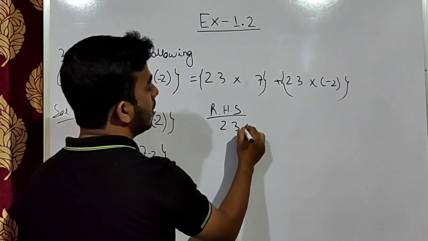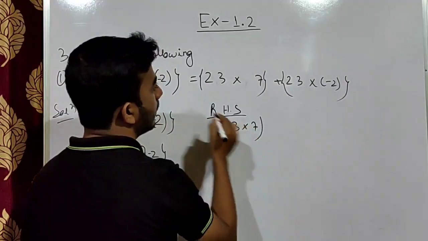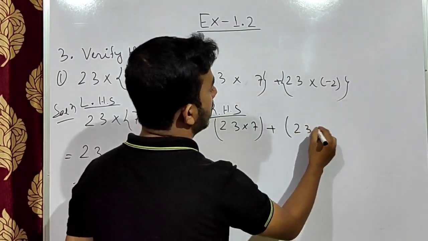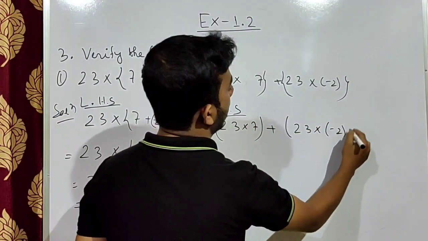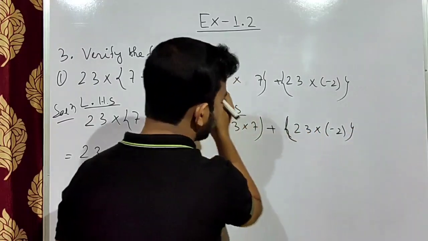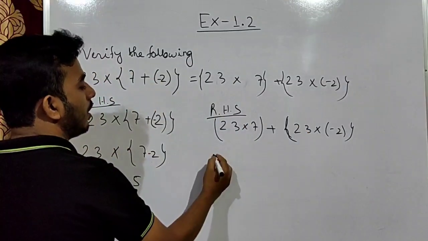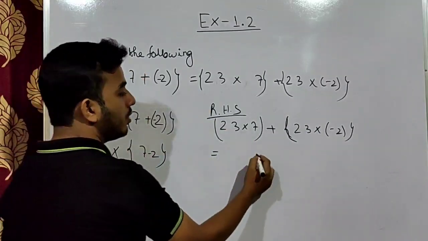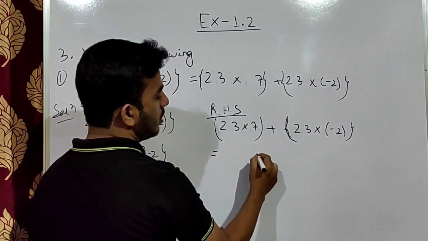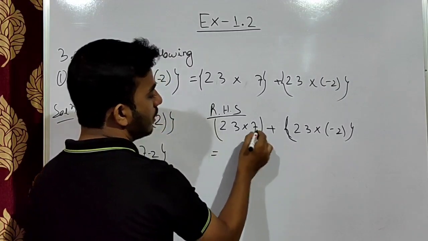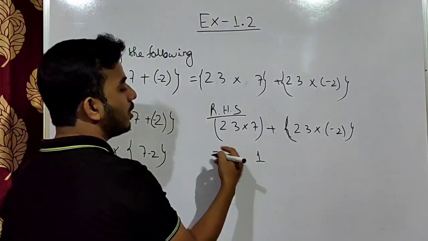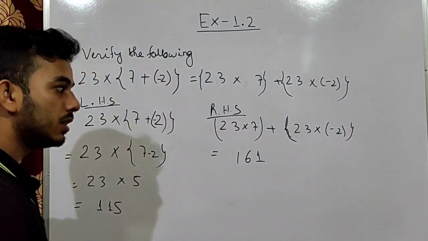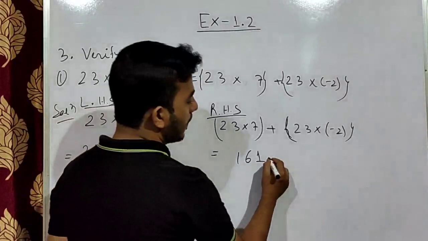Now RHS. RHS is 23 into 7 plus 23 into minus 2. Clear? Okay. So first we have to multiply 23 with 7, isn't it? So 7 into 3 is 21. 7 into 2 is 14, plus 2 is 16. So 161, right? Okay, then give plus sign.